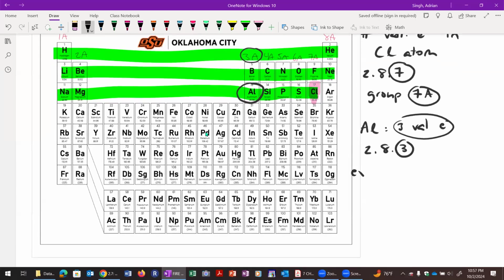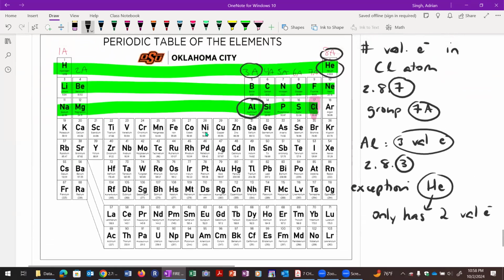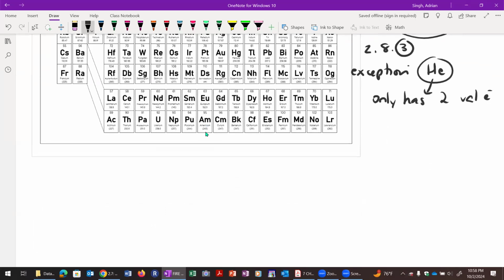There's one important exception to this, okay, and that is helium. Okay, so helium over here, okay, it is in group 8, so we would assume that it's going to have 8 valence electrons, but it actually only has 2 because it only has 2 electrons to begin with, right? Can't have 8 because it only has 2. Compared to the other elements that are underneath it, the other noble gases, right? Those are the group 8 elements. And all the other ones have 8 because they're in group 8.